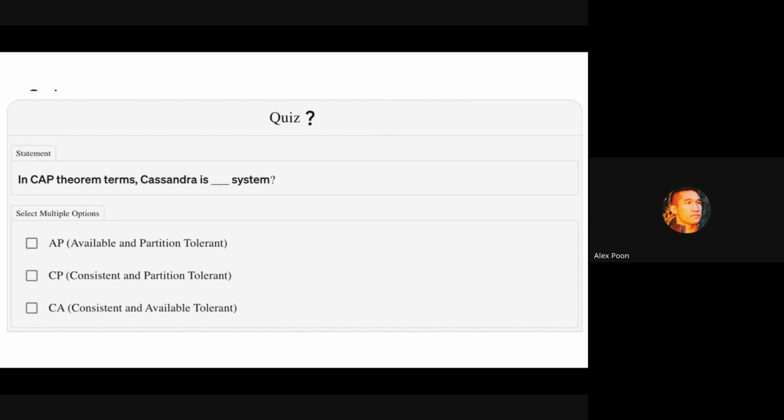Okay. The majority of you voted for AP, and that is correct. Cassandra is an available and partition-tolerant system. Well done.